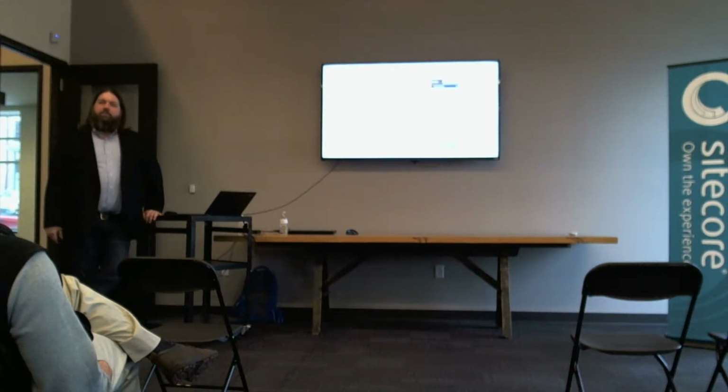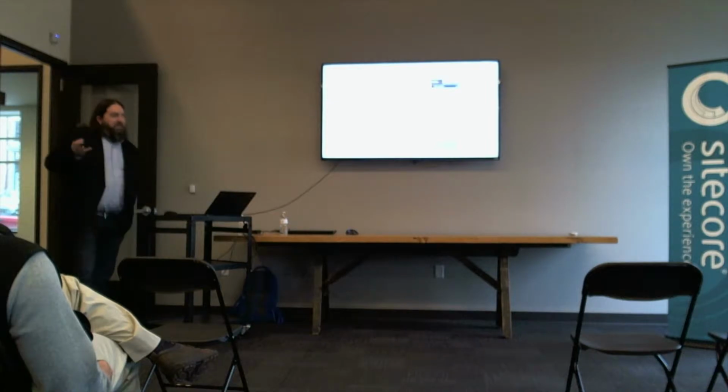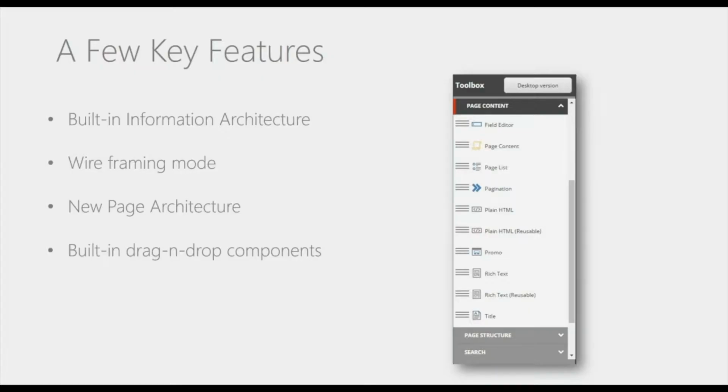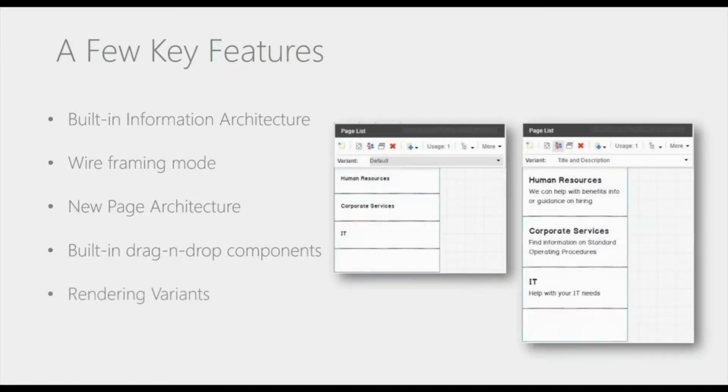I counted 67. Sitecore always says 80. Don't know where the other ones come from, but I counted 67. But you've got a toolbox of essentially the basics. This is by no means a complete list of everything that you will need for your site, but it does get a lot of the repetitive stuff out of the way for you. It just kind of comes built in.